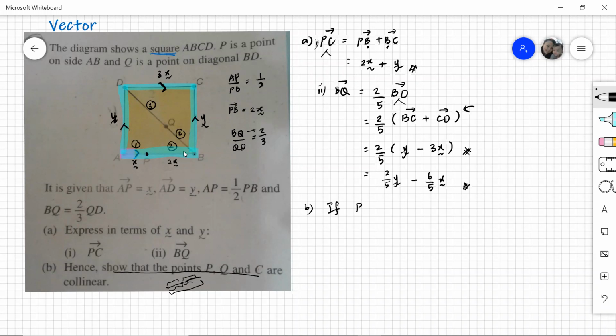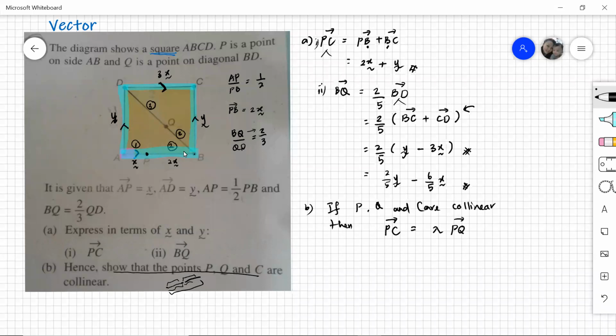If P, Q, and C are collinear, then now we have PC and BQ. Okay, so we can just put PC can be written in lambda. Maybe we put PC as lambda PQ.